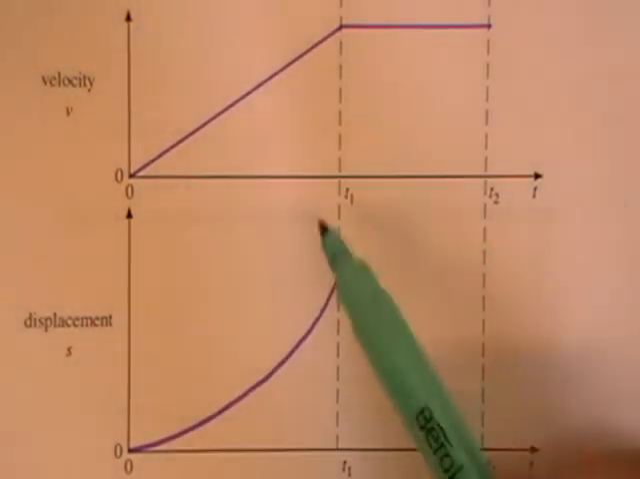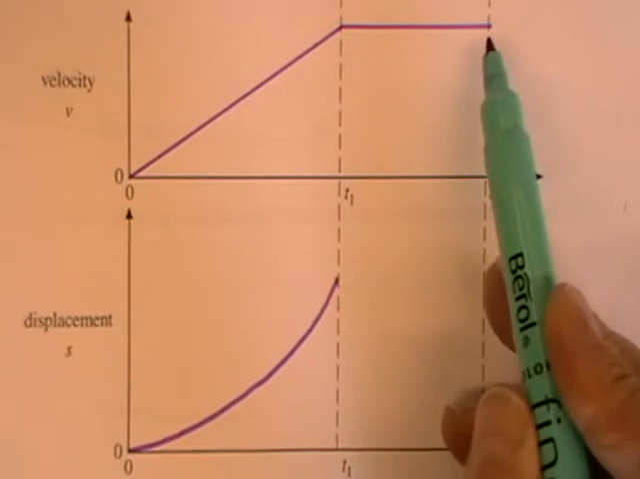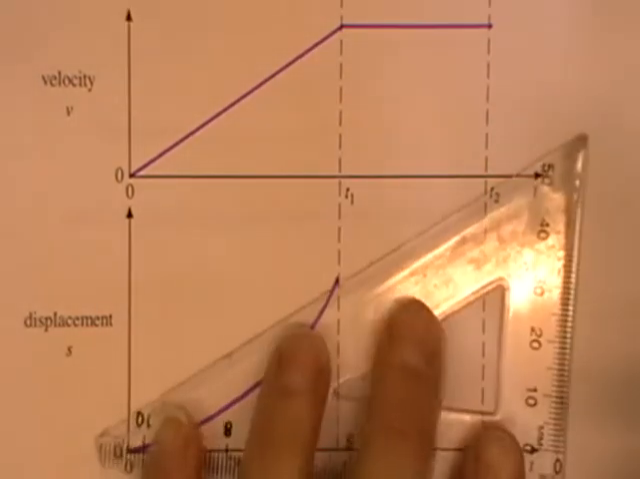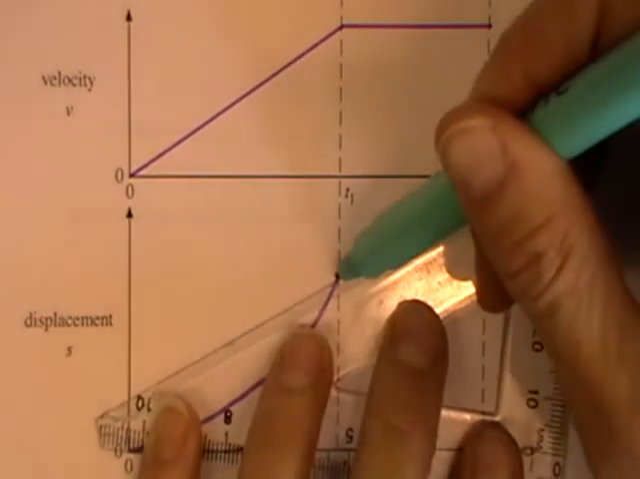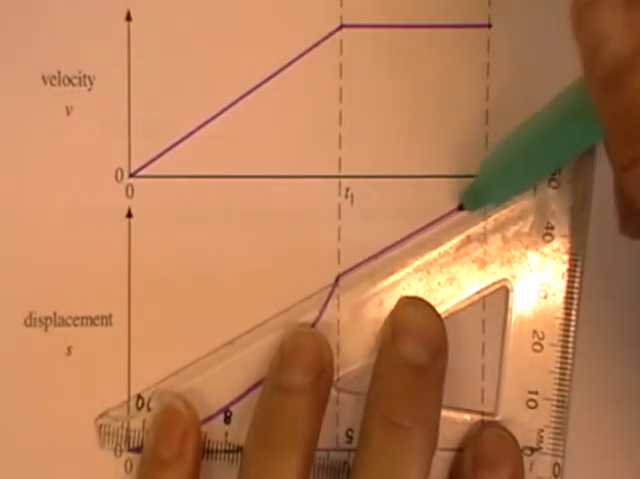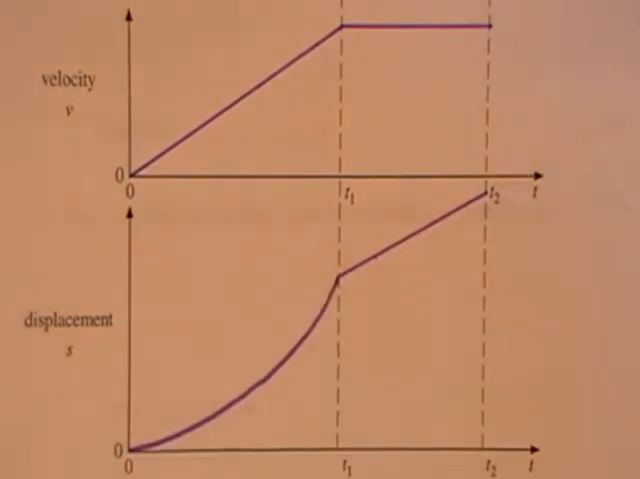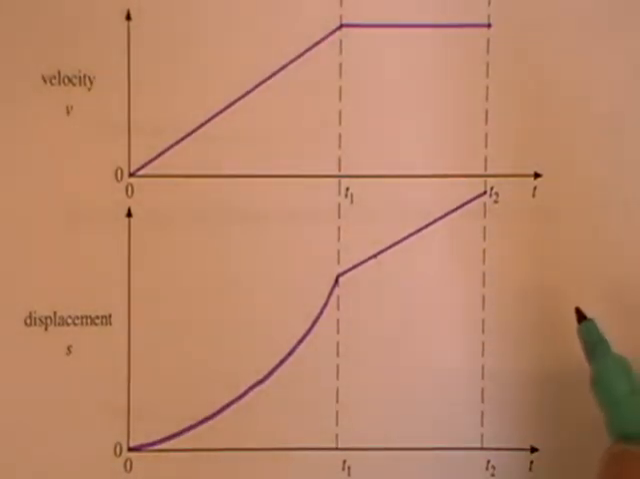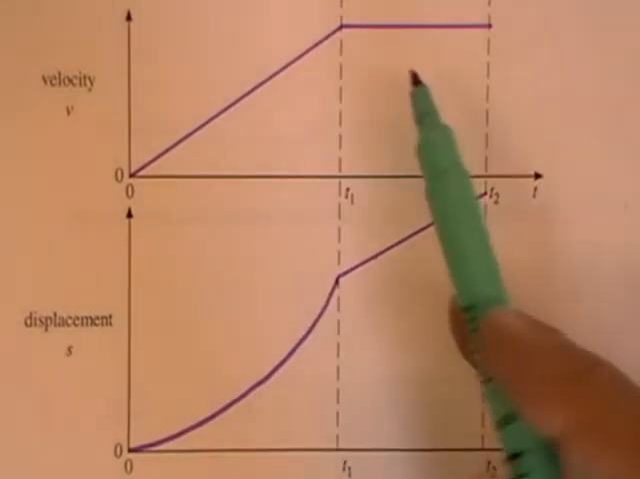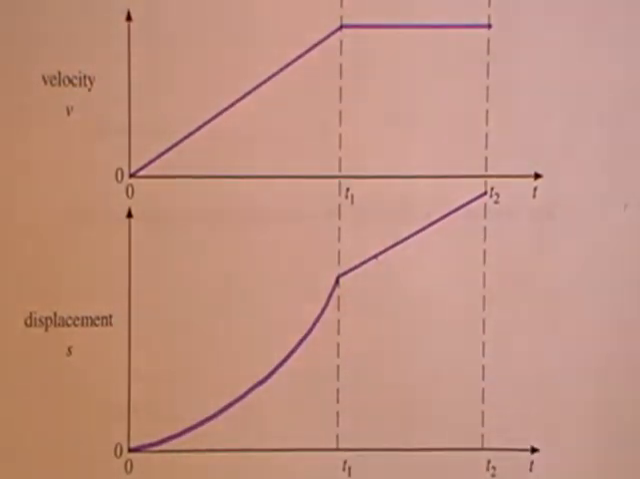Then it continues to move, but it has a constant velocity, and a graph with a constant velocity is going to have a straight line. That's hard to put in there, but something like that. And that's the shape of your two graphs. There were 2 marks for each of them, 1 mark for each part of the graph.